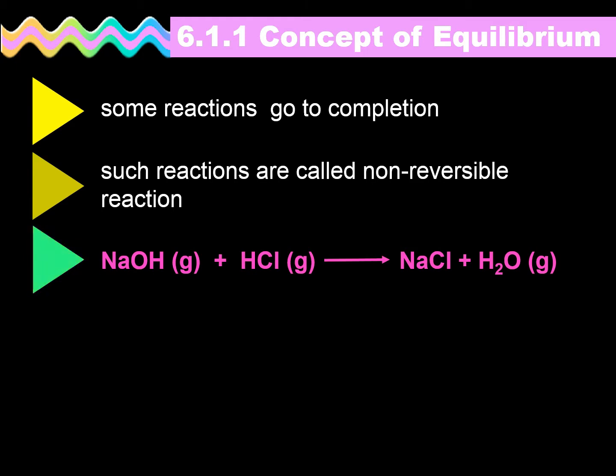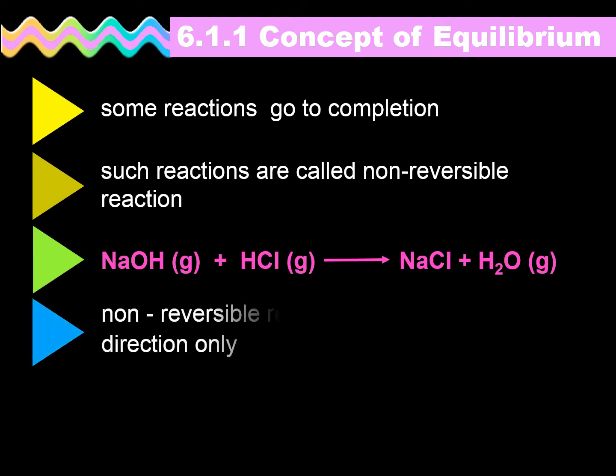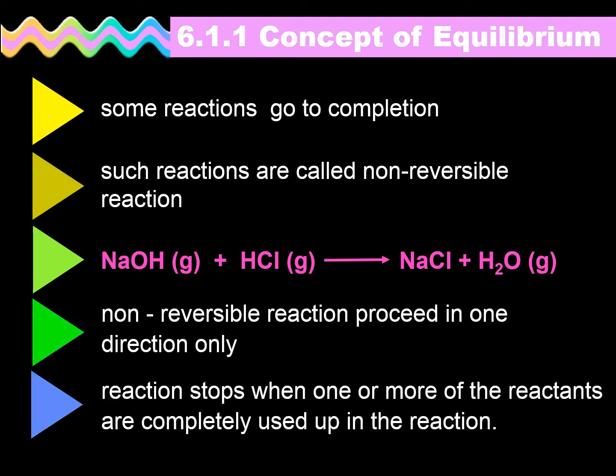Hydrochloric acid produces sodium chloride and water. This reaction is called a non-reversible reaction, in which it takes place in one direction only. When the limiting reactant in this reaction is completely consumed, the reaction will stop and go to completion.